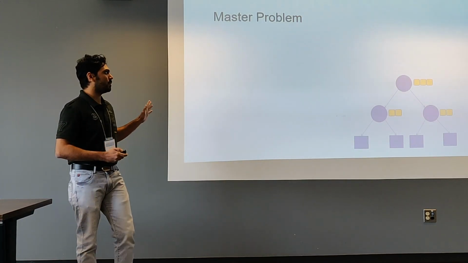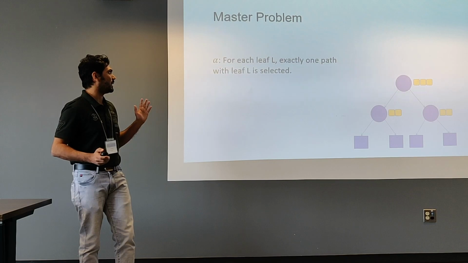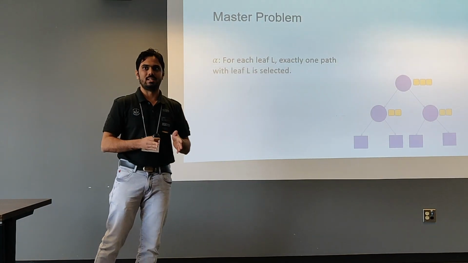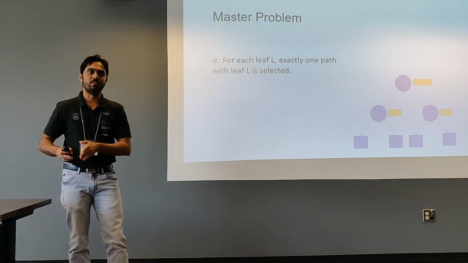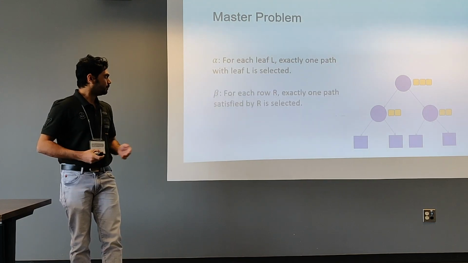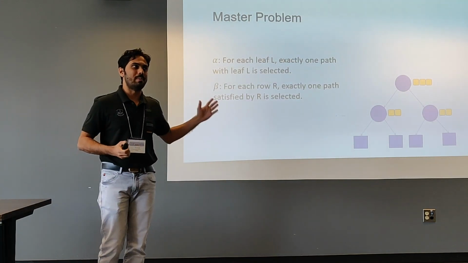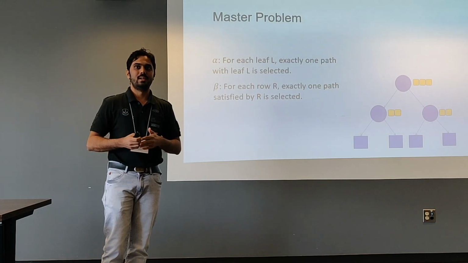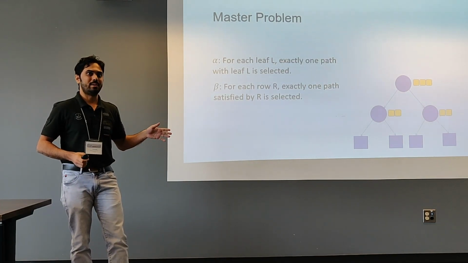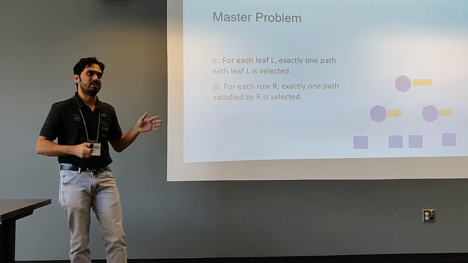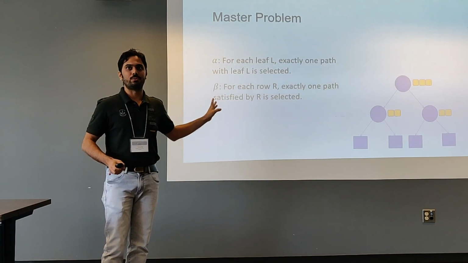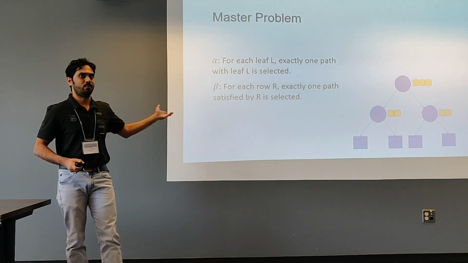So that's the kind of variable you want to have, but the constraints are very simple. First, for every leaf there are many paths landing in that leaf, and we want to select exactly one of those paths. Second, for every row in my data set, it satisfies a bunch of paths. When I say satisfies, it just follows that path. It may not be classified correctly, but it is following that path. And we want to select exactly one of those paths for each row.